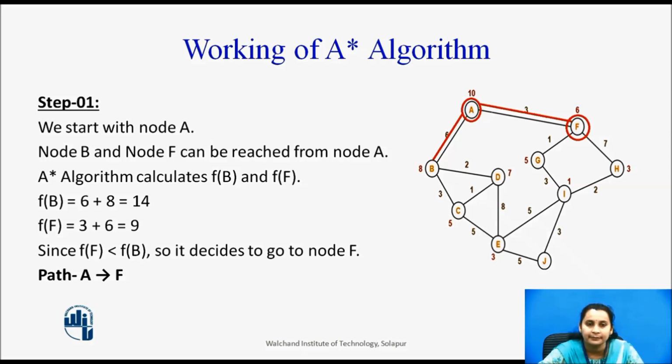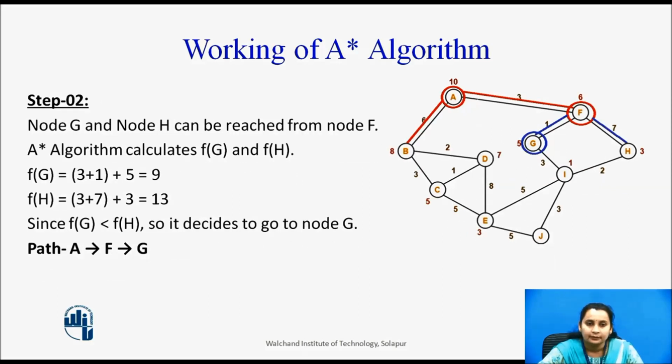So we are comparing, and whichever is minimum is decided as the next node we are going to explore. Its value is now A to F. So the node we have selected for further exploration is F.